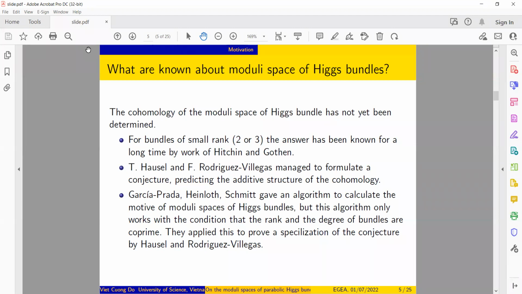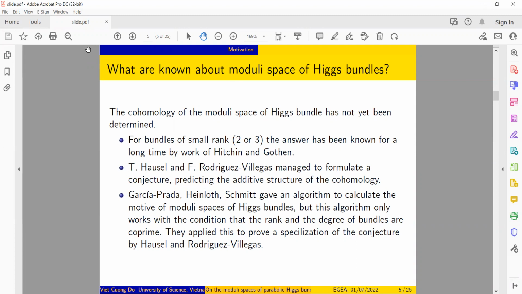Quite surprisingly, Hausel and his collaborator Rodriguez-Villegas, which is very hard to pronounce, managed to formulate a conjecture predicting the additive structure of the cohomology. He worked on mirror symmetry and Langlands duality, and he gave a conjecture to say something about the cohomology of the moduli space of Higgs bundles.